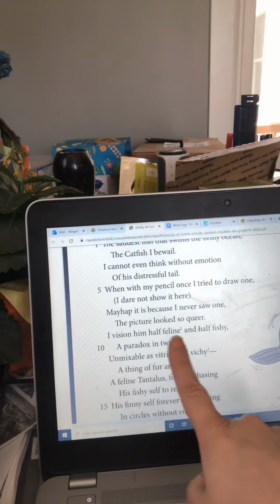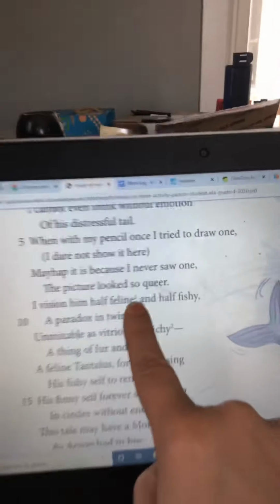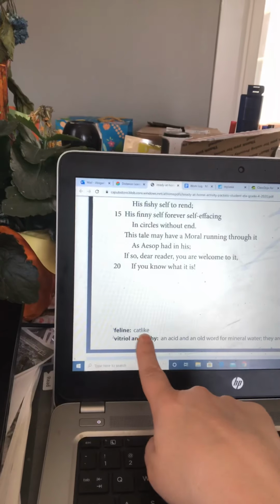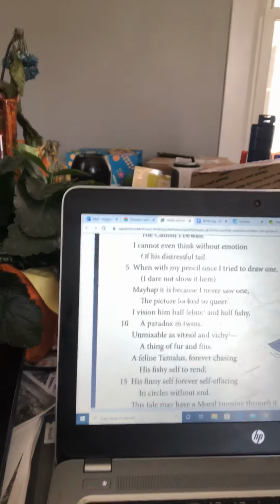I vision him half feline, half fishy. So underline sad, and then underline, I vision him half feline, half fishy. Vision, I imagine him. I see him in my mind as half feline, half fishy. But what's feline mean? Do you see the little one next to feline? That means down here it tells you what feline is, and it says feline means cat-like. So half cat-like, half fishy. That tells us how they think the catfish looks.